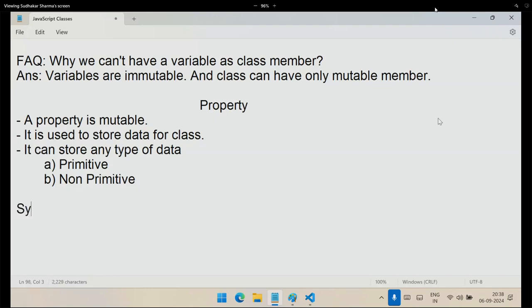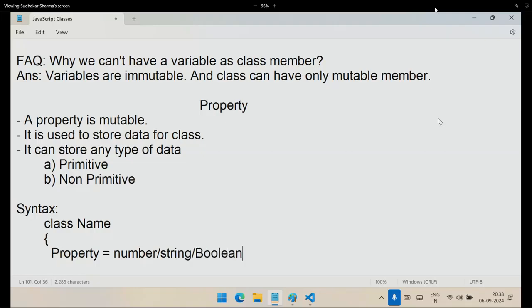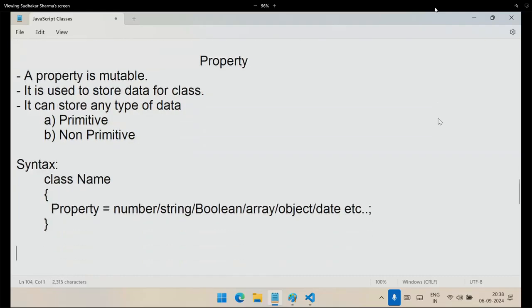That means syntactically, we have a class name, and in it a property in which we can store anything. We can have a number, a string, a boolean, an array, an object, a date, anything you can store. In JavaScript, a property just has a name, and in that you can store anything.